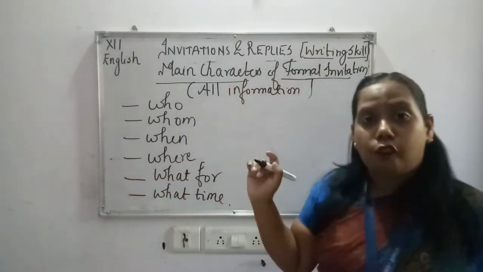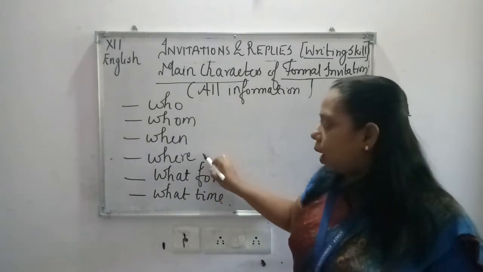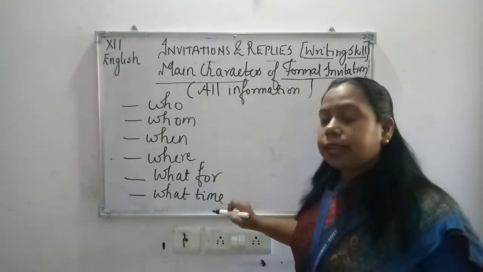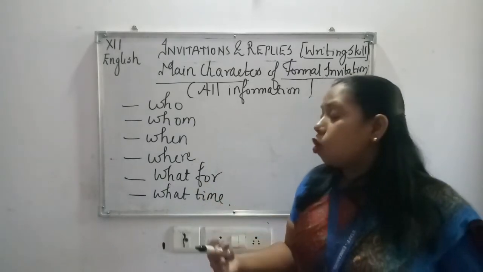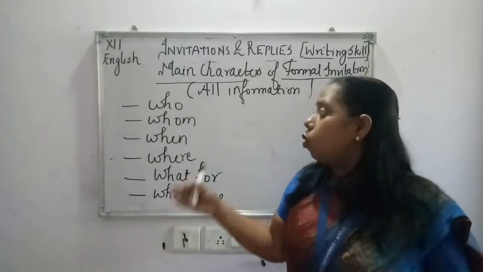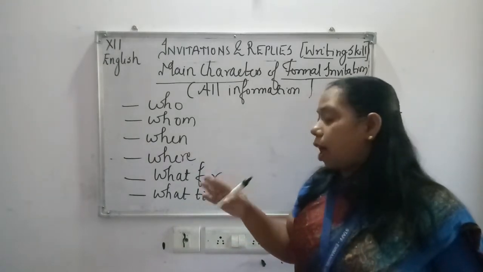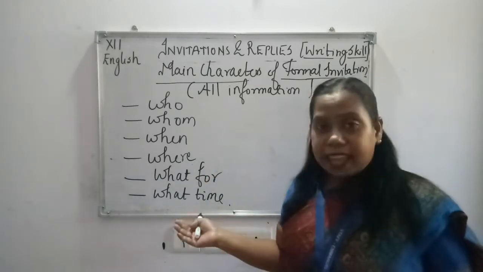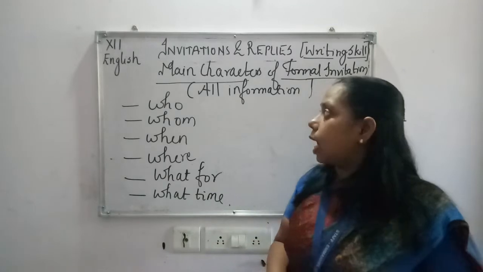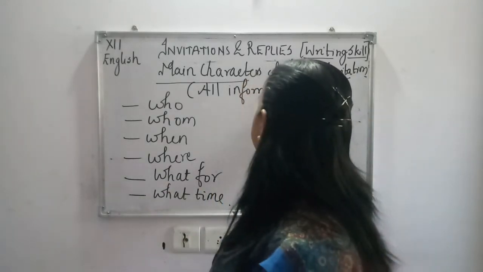So mainly for formal invitation, who, whom, when, where, what for and what time, you should always remember. Who is going to organize, whom will be invited, when it is going to happen and where it is going to happen, what for means what is the occasion, what is the reason, what time. Okay, all those things should be included in this.